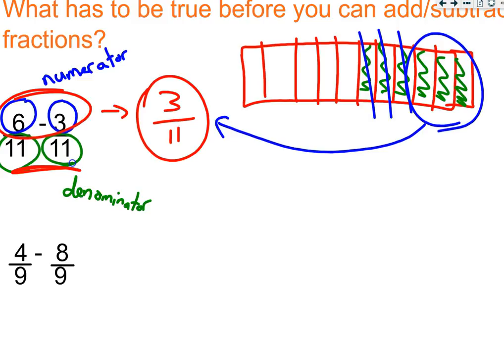Down below, 4/9 minus 8/9. Here's an example where you have the denominators the same, however you're subtracting a bigger number. So in this scenario, you do the exact same thing, but just remember subtracting integer rules. Any subtraction problem can be turned into an addition problem. 4 minus 8 can be written as 4 plus a negative 8.